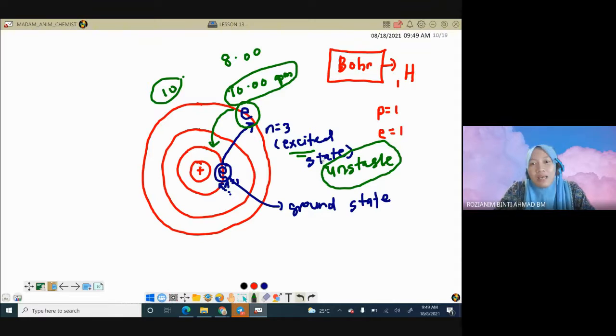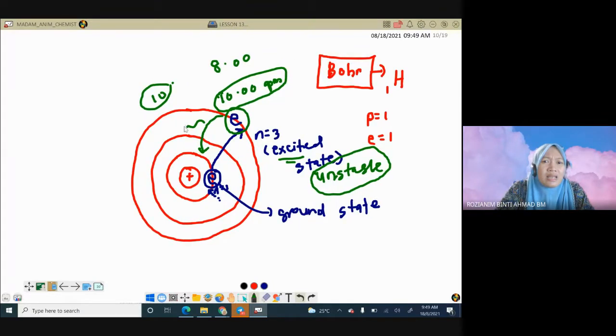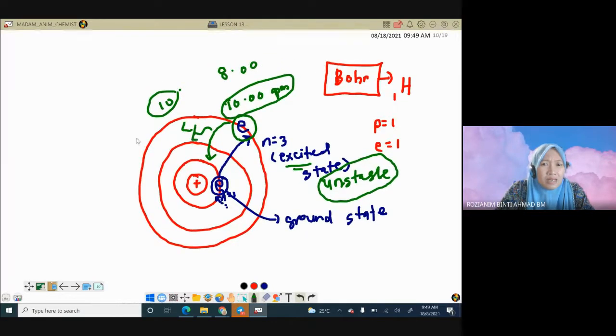So bila elektron tu berada pada excited state, dia tak stabil. Bila tak stabil, dia akan fall back again. So bila dia fall back again, dia akan bebaskan tenaga, release energy, dalam bentuk foton. Sama juga macam kita, macam saya sendiri.